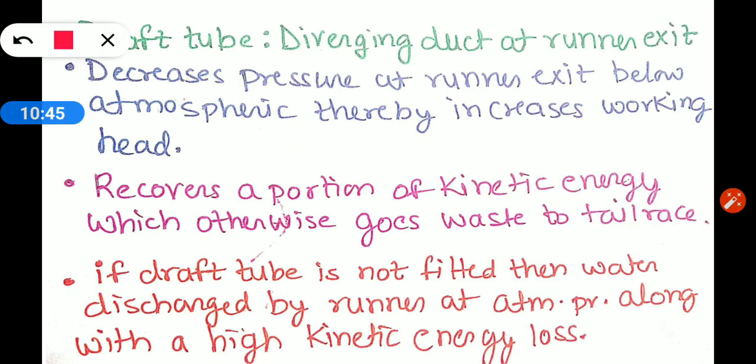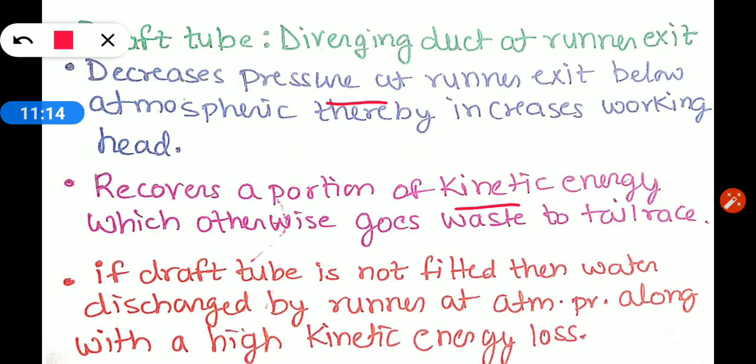It decreases the pressure at the runner exit. If you put a draft tube, the pressure automatically becomes negative at the runner exit. It recovers the kinetic energy. Why is kinetic energy very high at the runner exit? Because there is continuously a nozzle action. In the guide vanes there is nozzle action, so velocity increases. In the runner wheel also velocity increases. So the velocity is very high, and that high velocity would go waste. Ultimately it would be a loss. So we would like to recover that by putting a draft tube.